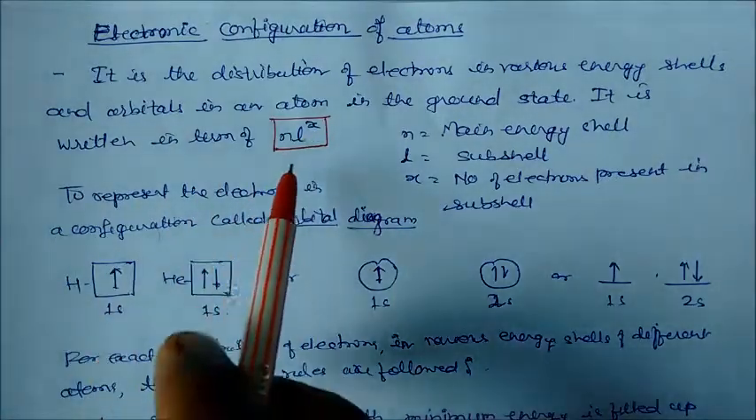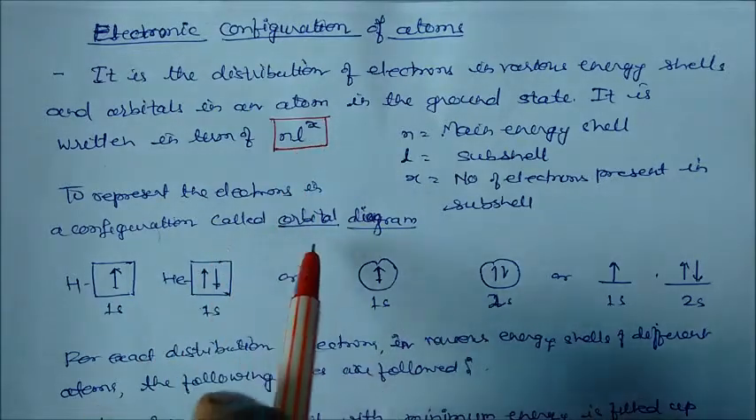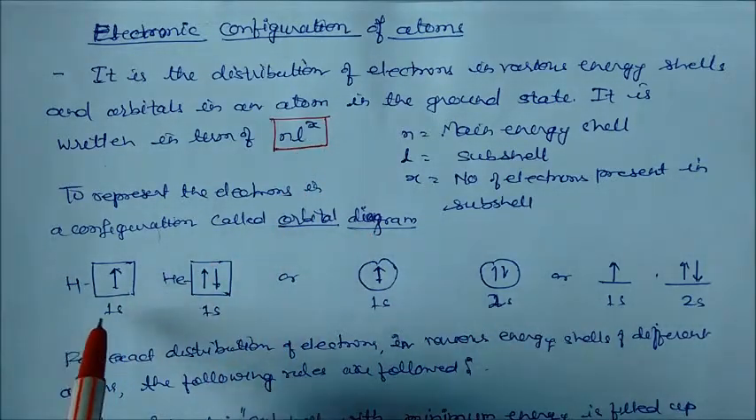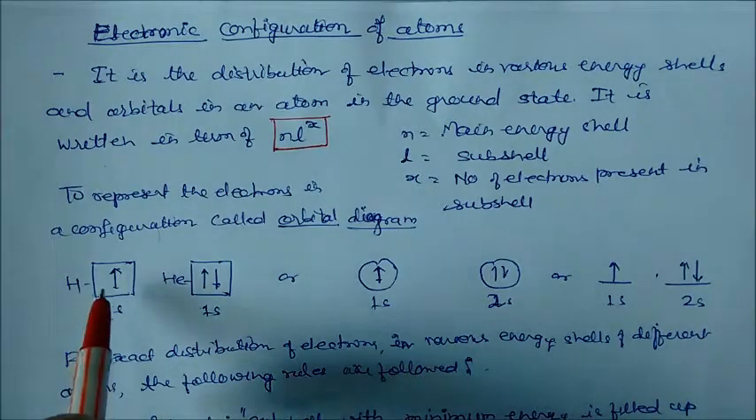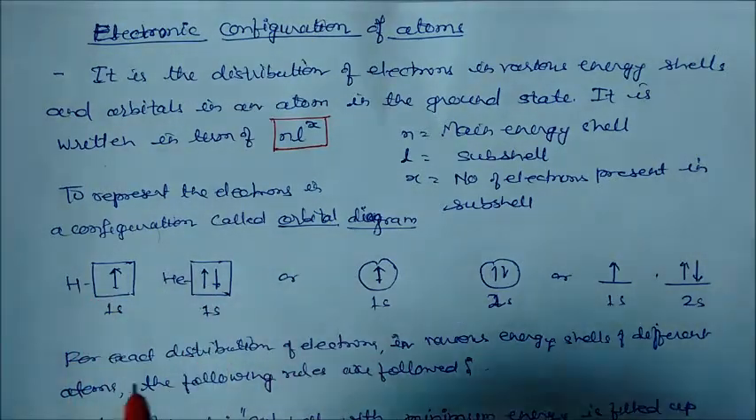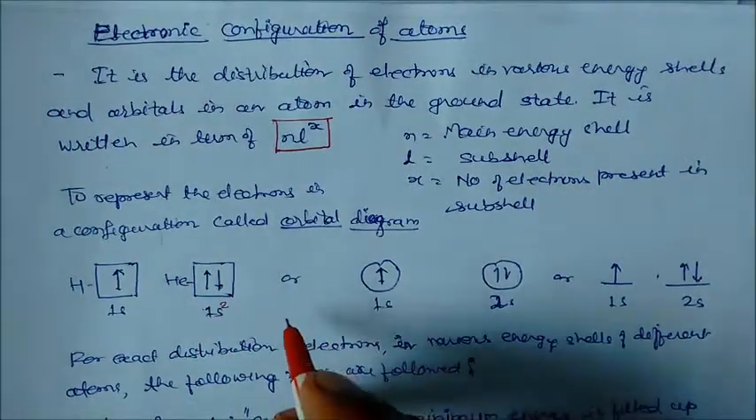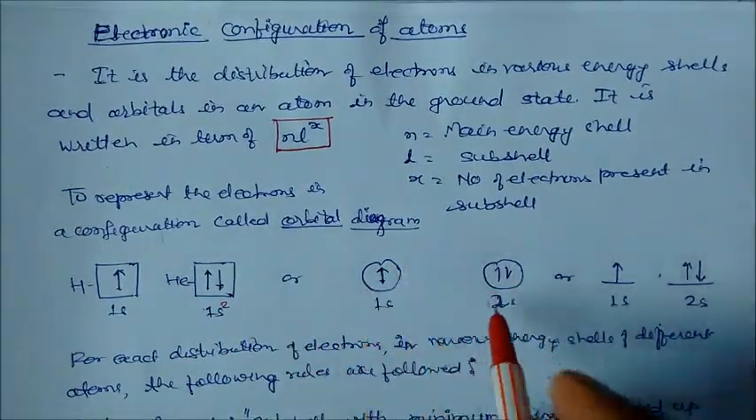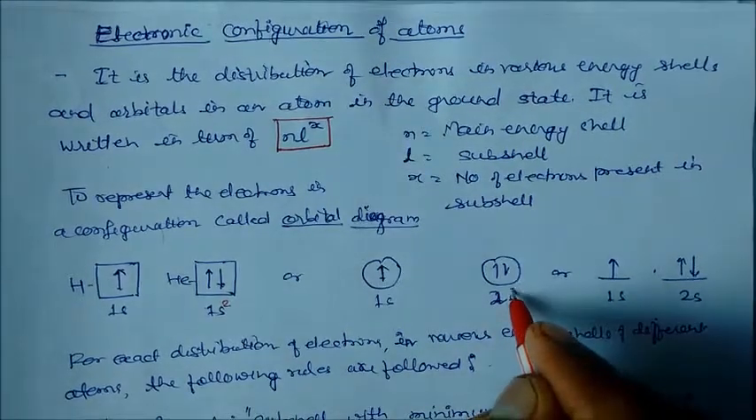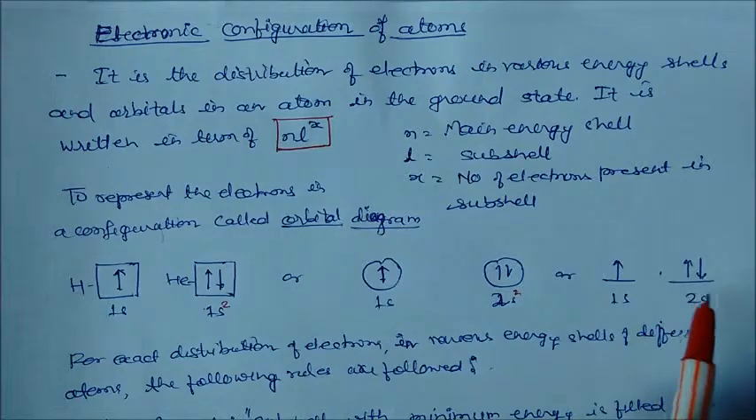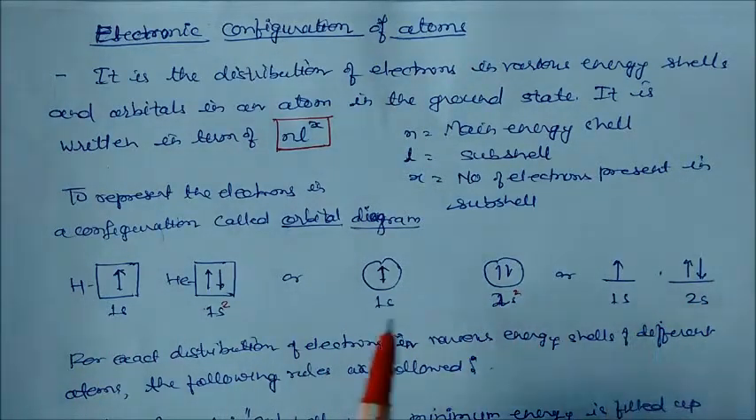We can also write this whole nlx in terms of orbital diagram configuration. Suppose hydrogen is 1s1, so 1s means one arrow. Suppose helium is 1s2, so we can write two arrows. This is your 1s1. We can write a circle also. 2s2, suppose this one, in a circle also. We can write in this form also. So there are 3 forms, and we can write any one.